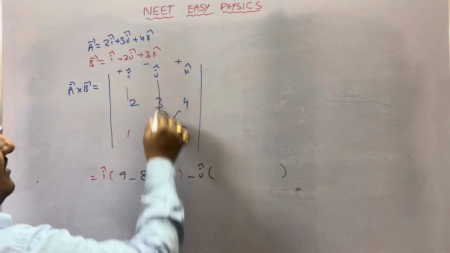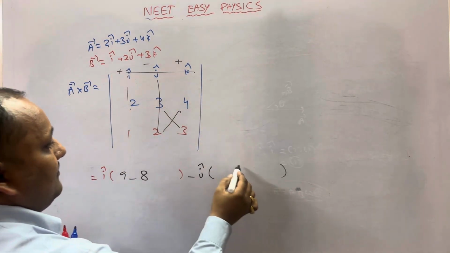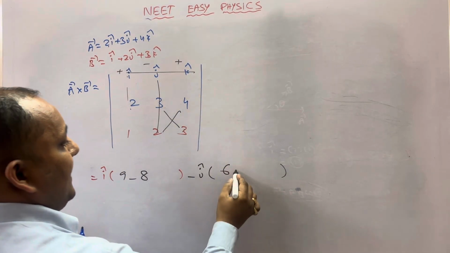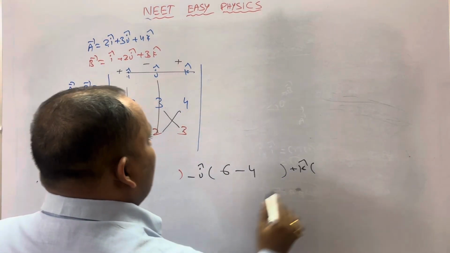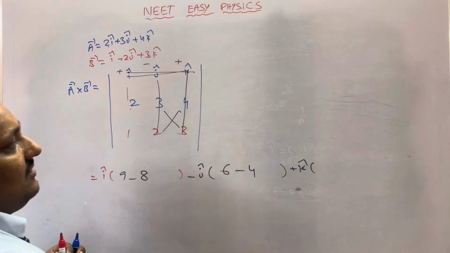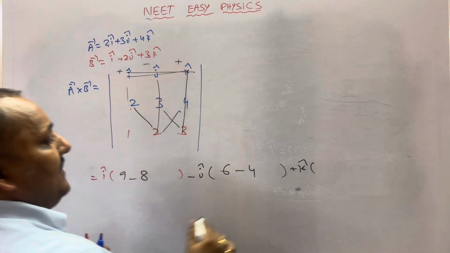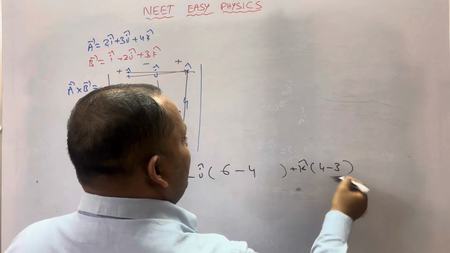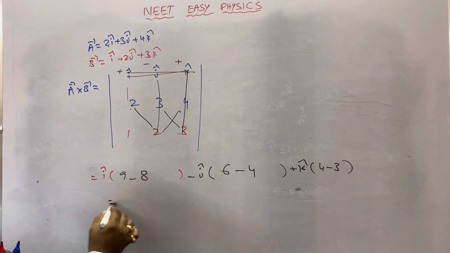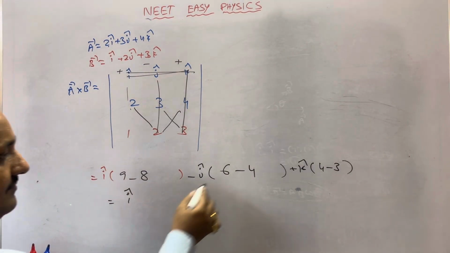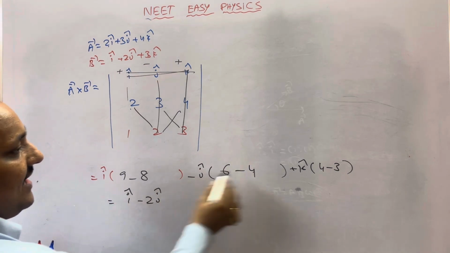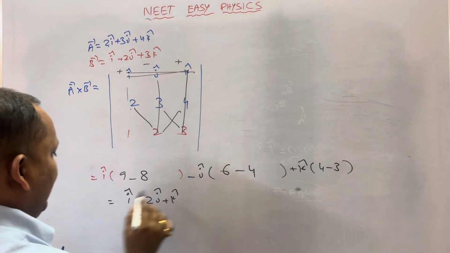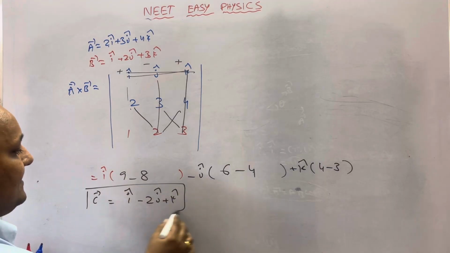Next, minus j cap. What are you going to get? This row, this column: 2 into 3 is 6, minus 4 into 1, 4. Next, plus k cap. This row, this column: 2 into 2 is 4, minus 1 into 3. So 9 minus 8 gives i cap, 6 minus 4 is 2, so minus 2j cap, and 4 minus 3 gives plus k cap. This is going to be C bar.